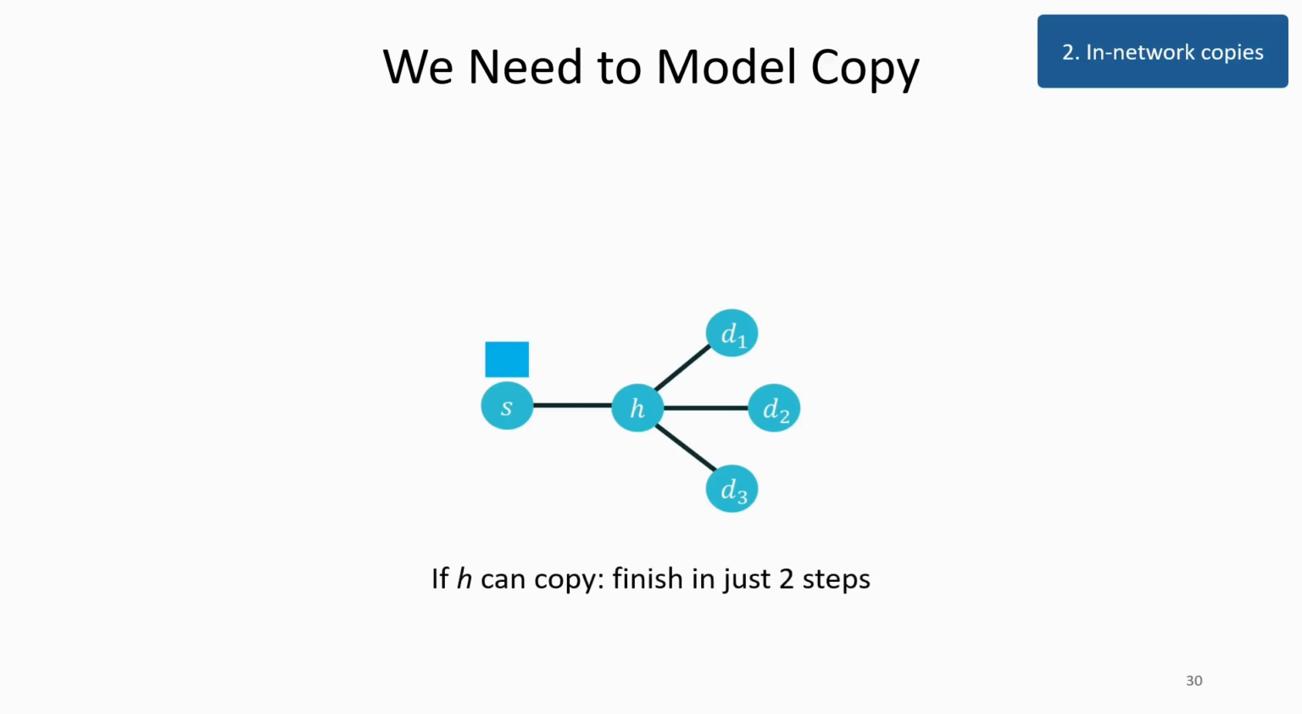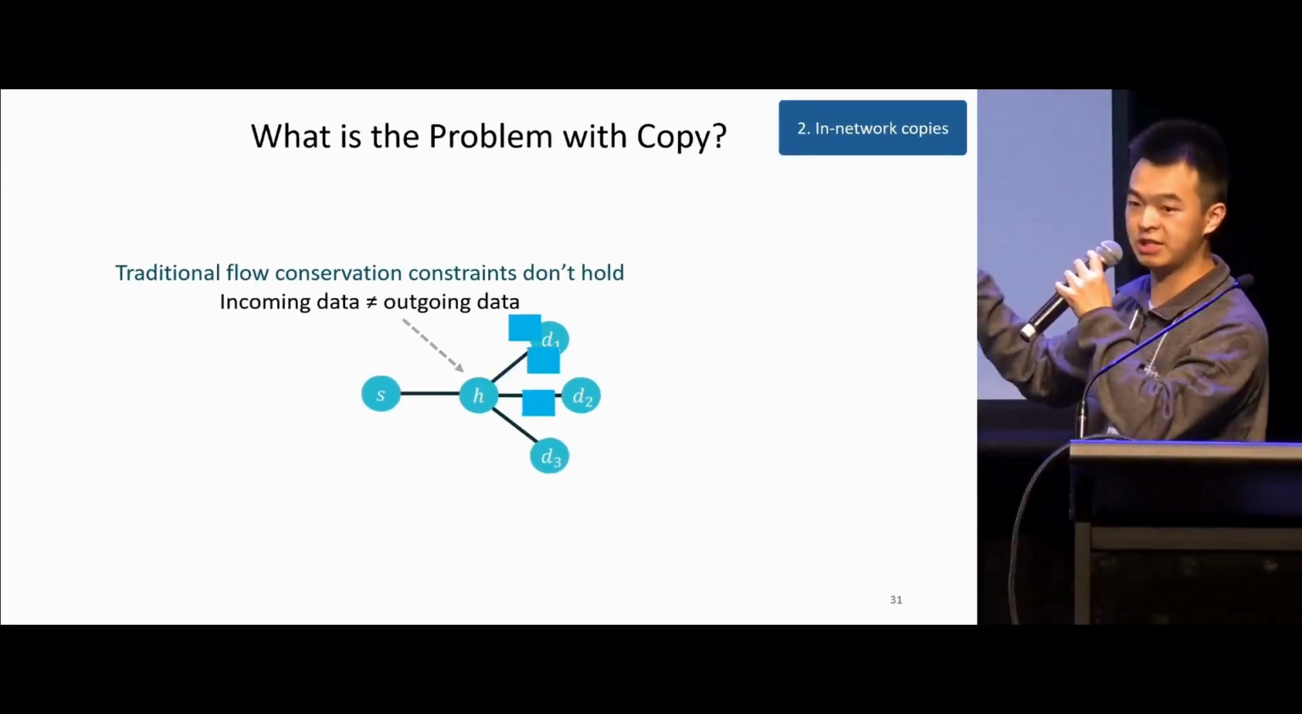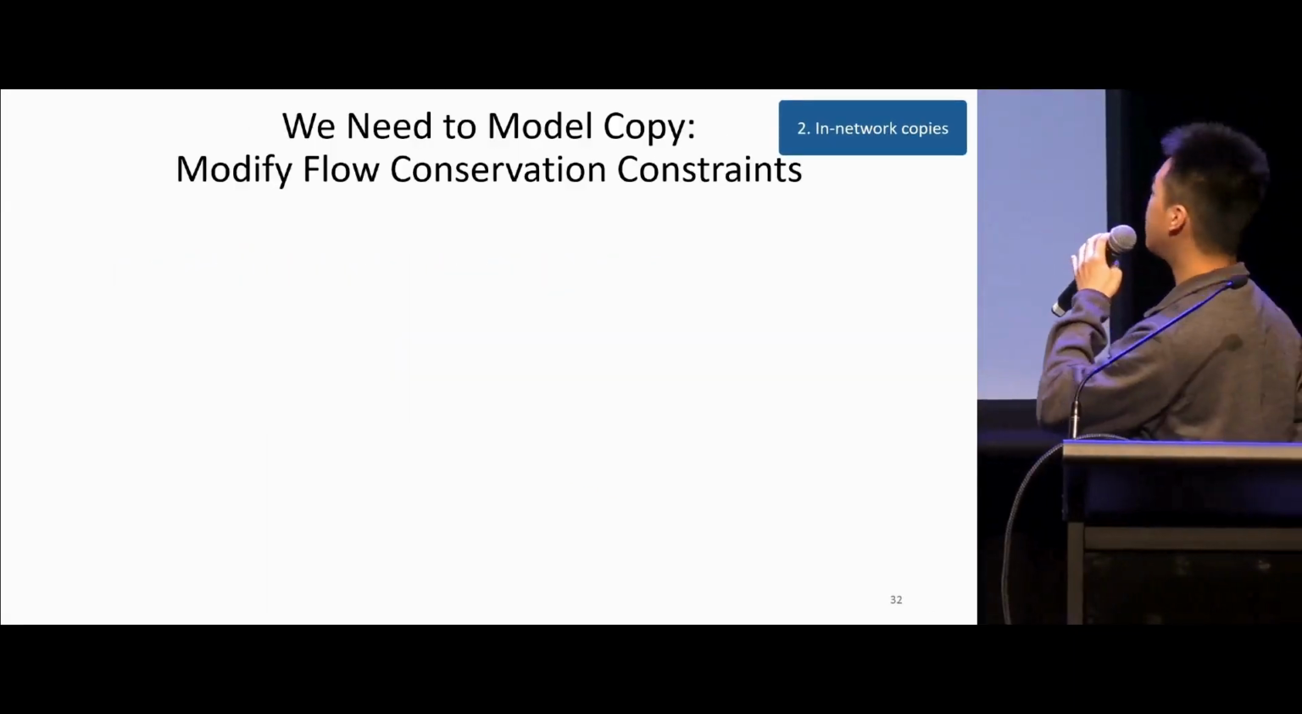And second, we need to model copy. This is a very simple topology where the source wants to send this chunk to 3 destinations. With copy enabled, we can simply complete this schedule in just 2 steps if the node can copy the chunks to three more chunks. But we can notice that the traditional flow conservation constraints don't hold here because incoming data doesn't equal outgoing data. So we need to change that in order to support copy.